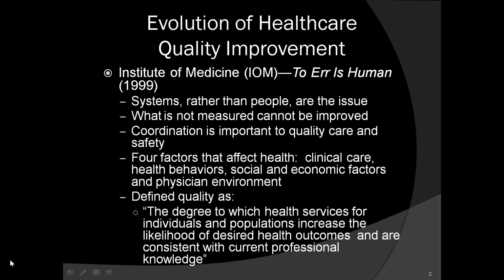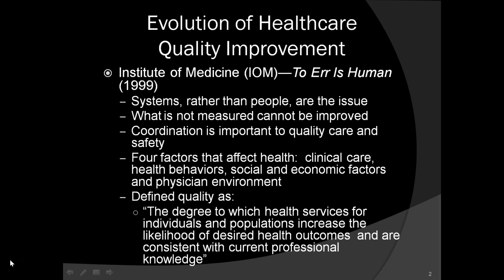The Institute of Medicine put out To Err is Human back in 1999. The main focus of this was a national spotlight on the health system's shortcomings. Here they're saying systems rather than people are the issue. What is not measured cannot be improved. Coordination is important to quality care and safety.